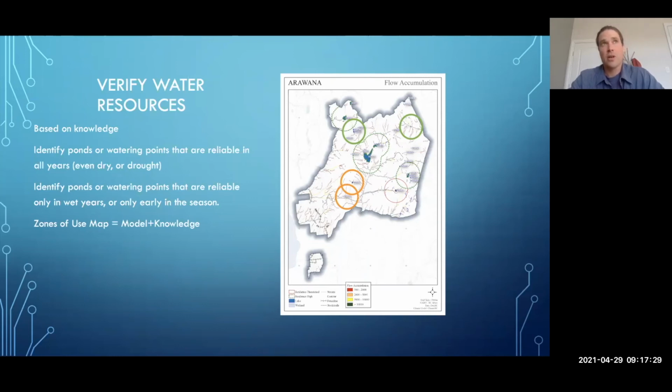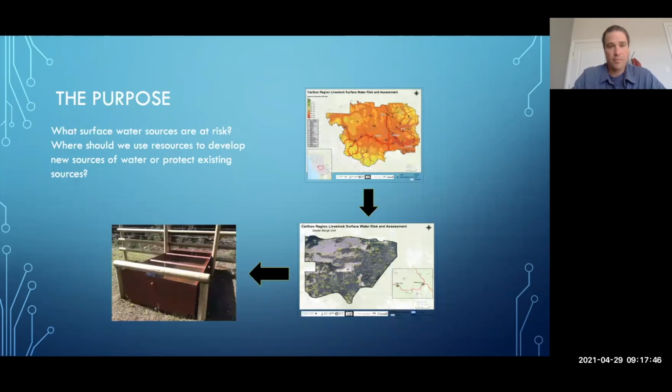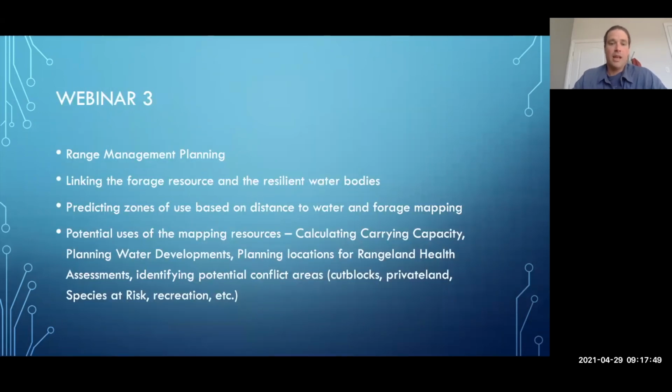So next week we're going to go through an actual zones of use map, and then calculate. We'll go through the spreadsheet that's used for calculating carrying capacity and calculating water use on the landscape. I think maybe I even have a slide. So linking that forage resource and resilient water bodies, predicting the zones of use, and then the potential uses of the mapping resources. So this is for calculating carrying capacity, water developments, potential conflict areas with cut blocks, we bring the cut block layer in, private land layers. It can be used for species at risk planning and recreation and all those things.